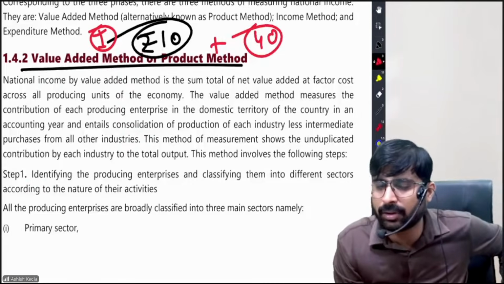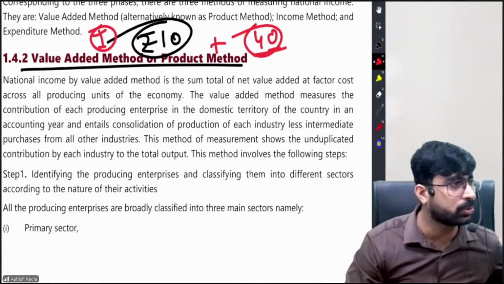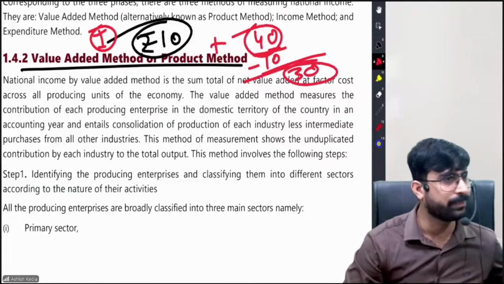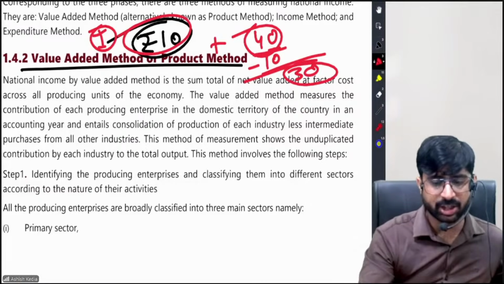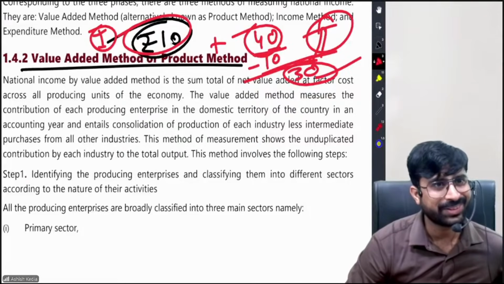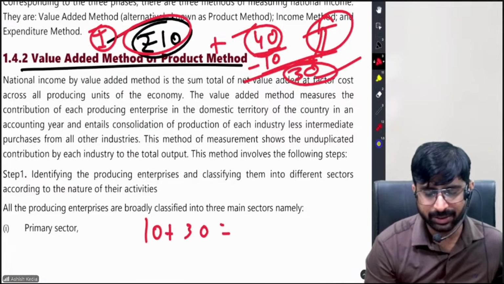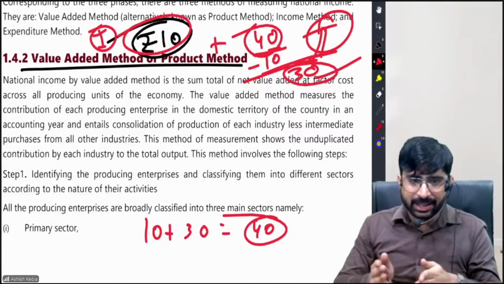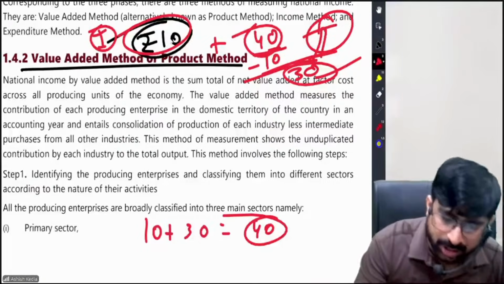Try to understand, there is a double counting in 40. 40 rupees includes 10 rupees of flour also. You remove that. So how much value did I add? 30. So 10 rupee value was added by stage 1. 30 rupees value was added by stage 2. So total national income generated is 10 plus 30. That's 40.